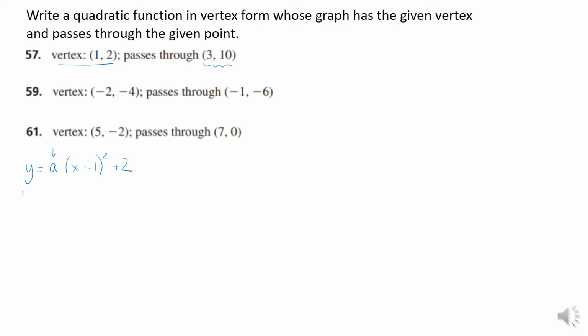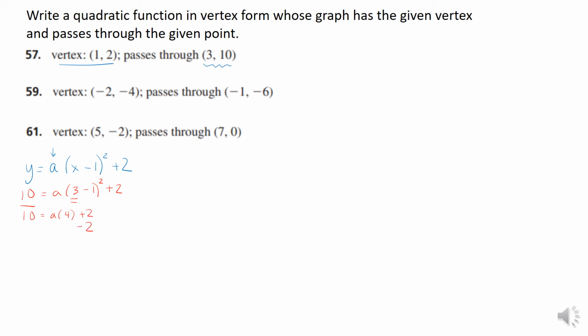I'm going to plug that point into my equation. So I'm going to go 10, so I'm plugging in the y here, equals a. Then I'm going to put the x in there, 3 minus 1 squared plus 2. Okay, so I plugged in the new point there. Now I'm going to solve. 10 equals a, 3 minus 1 is 2, squared is 4, plus 2.